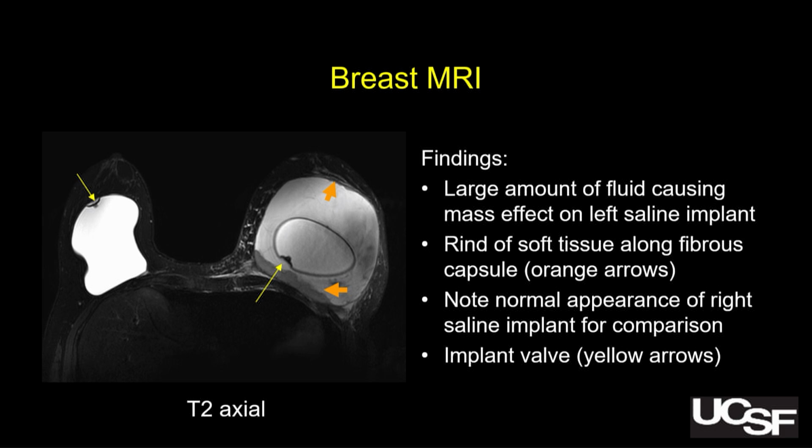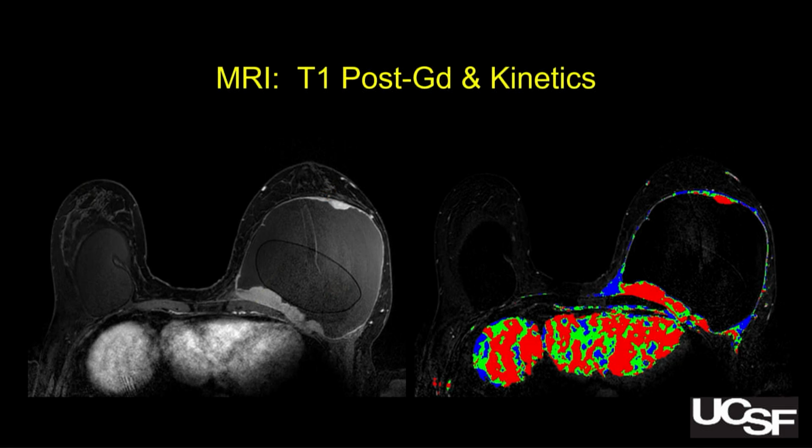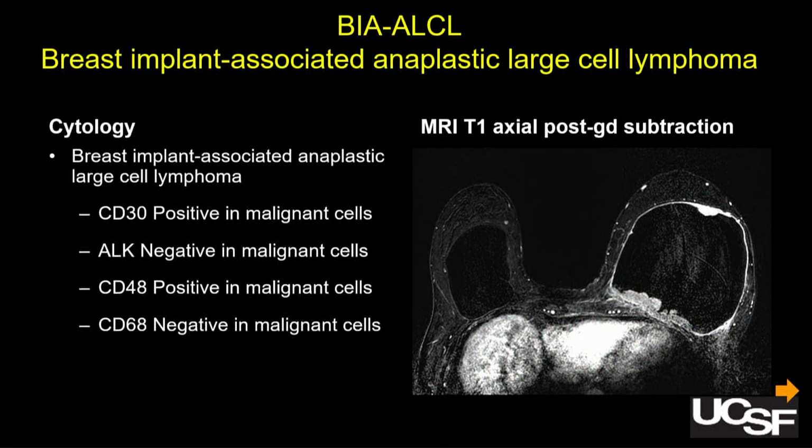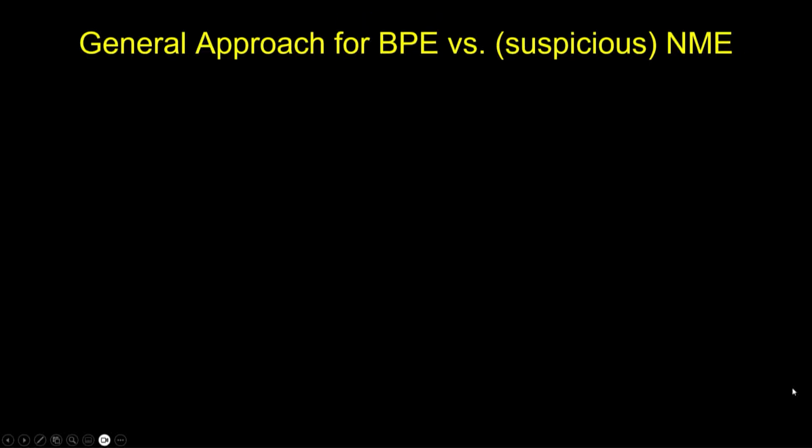But now that we're all aware, any fluid, big-time fluid collection around an implant, I first exclude hematoma and then think about possible cancer. So there's the post-GAD and the kinetics. Right, so this is a time when you do give contrast. And indeed, this was implant-associated anaplastic large cell lymphoma. So just a reminder to be aware that in patients who've had mastectomy, you still need to worry about cancer sometimes.